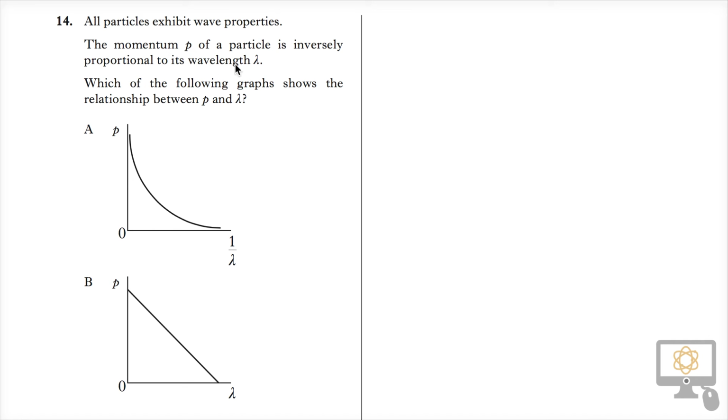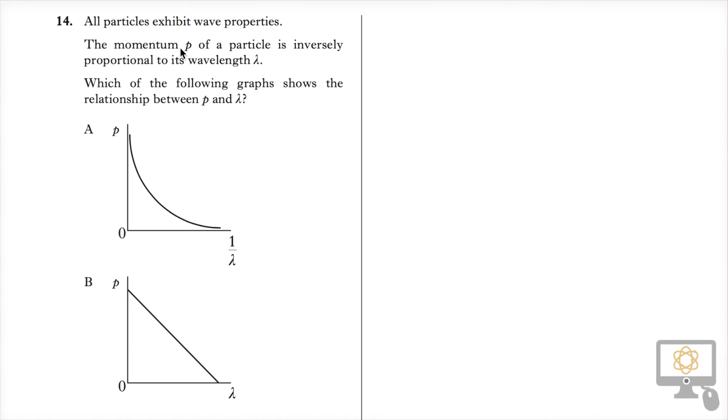Okay, so let's have a look at question number 14 from the 2013 Revised Higher Physics paper. It says all particles exhibit wave properties. This relates to the dual nature of waves and particles. So electrons can behave like waves as well as particles. Photons can behave like particles as well as waves.